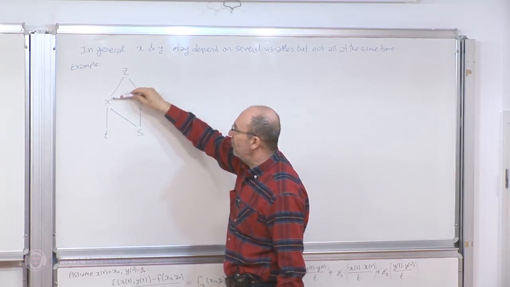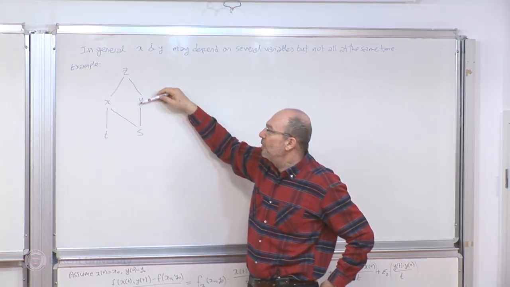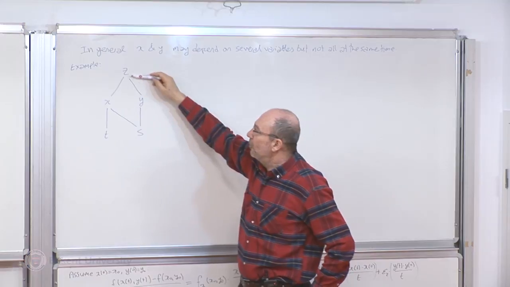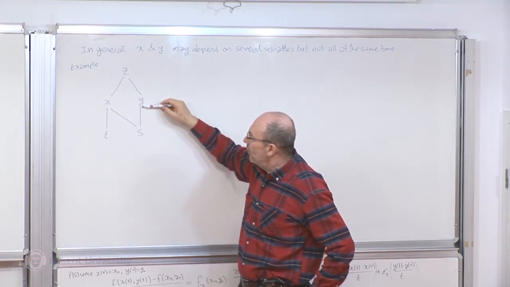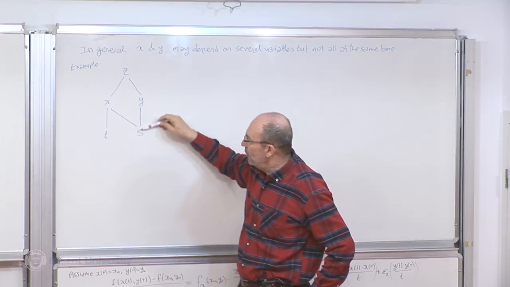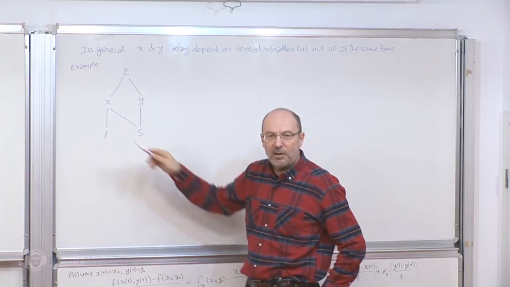So this is not, in our definition, in our game, this is not a path. So you only go down. There's no way to go from y to t by just following arrows down. So y does not depend on t.